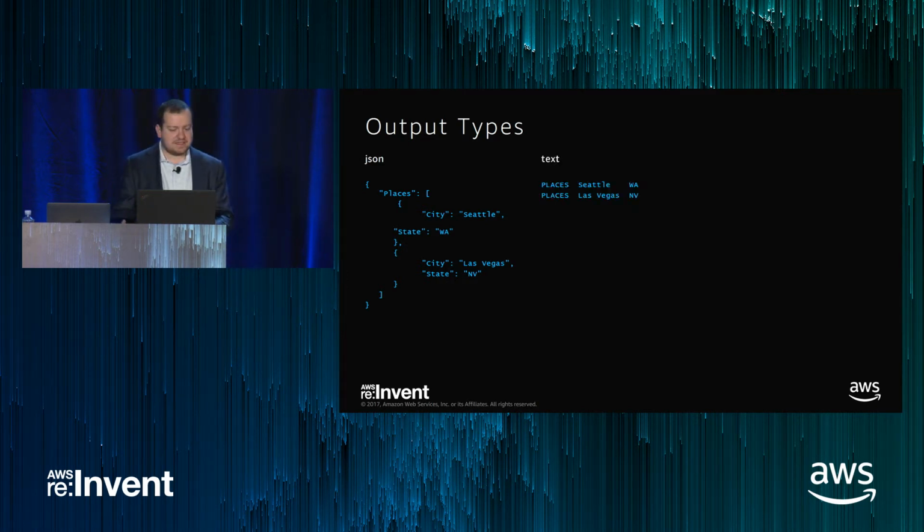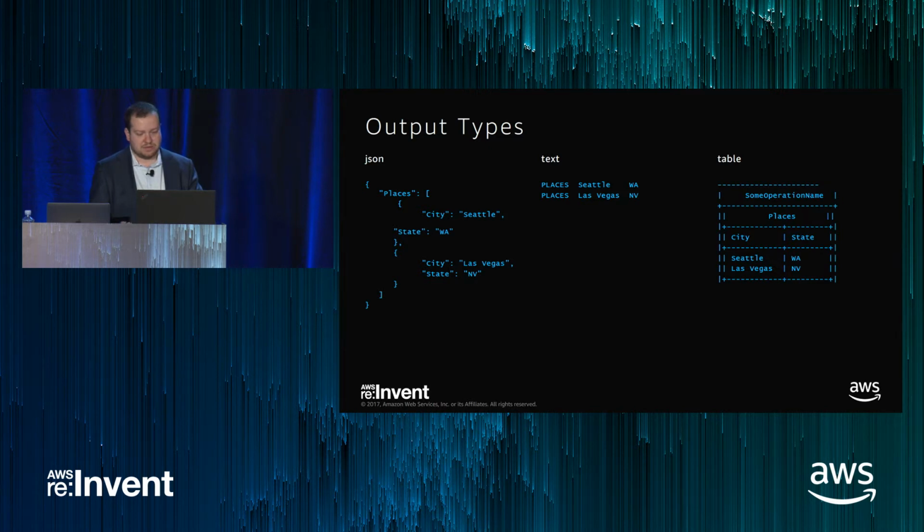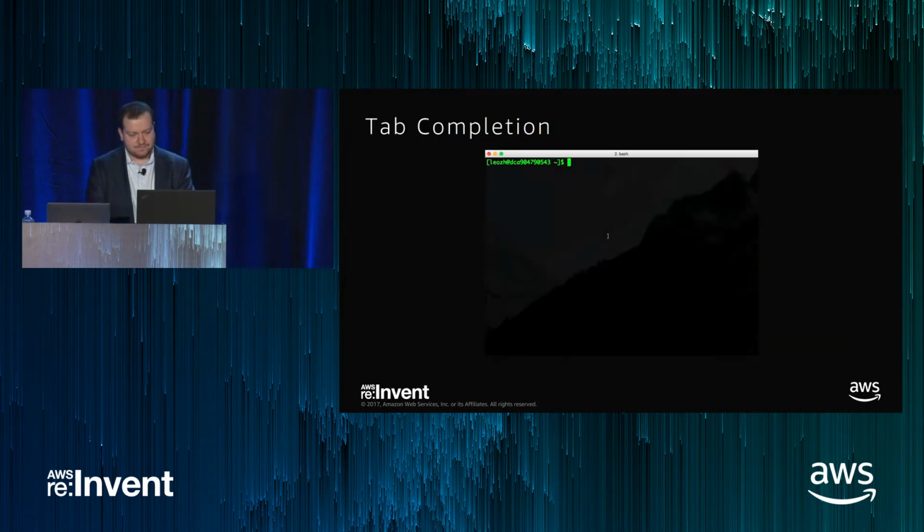Then there's text. This might be useful for some use cases too. It's tab delimited. And table. So you get a table. This is also a lot more easily readable. So you can pick which one you want.